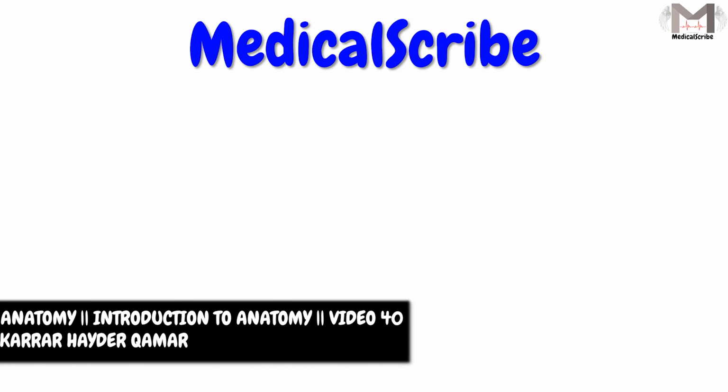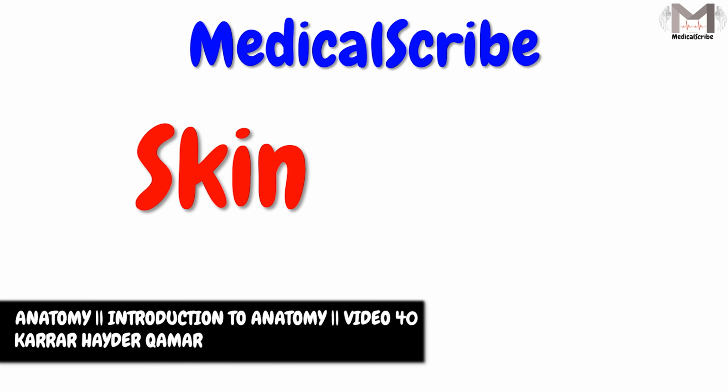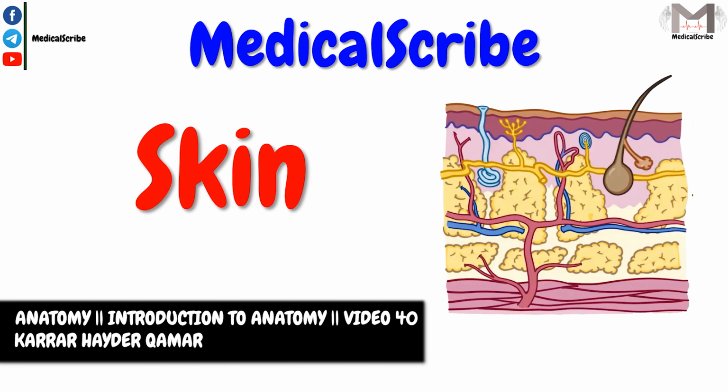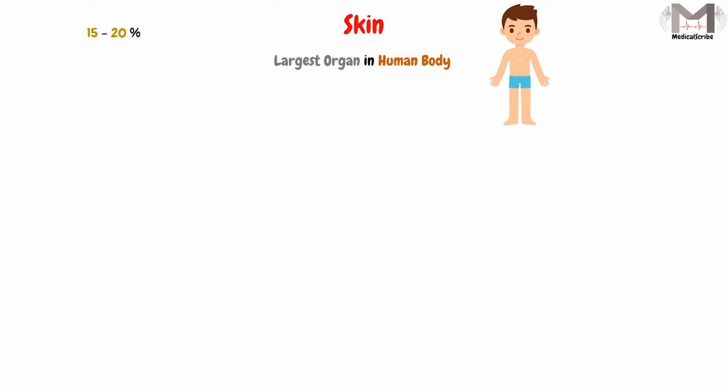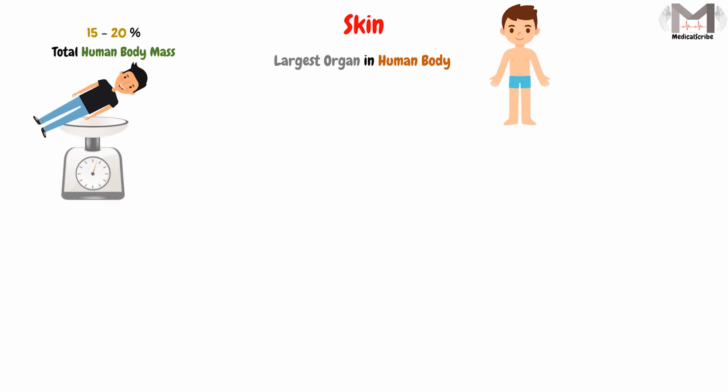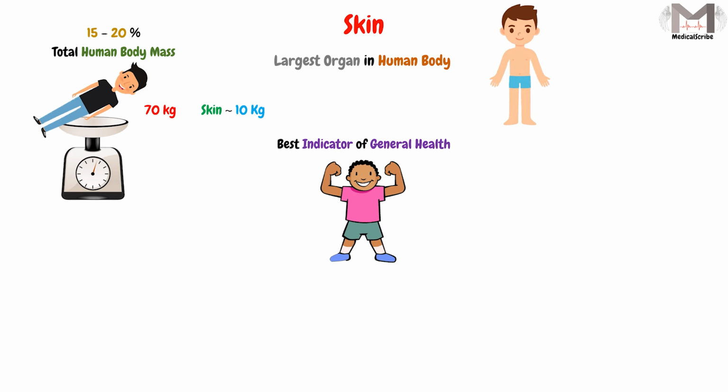In this video we will talk about the skin from an anatomical point of view. The skin is the largest organ in the human body, making up about 15 to 20% of the total human body mass. So if we suppose a man weighs 70 kilograms, the skin will make up about 10 kilograms of that 70. Also, the skin is considered one of the best indicators of general health, and one of the differential diagnoses in almost every disease.